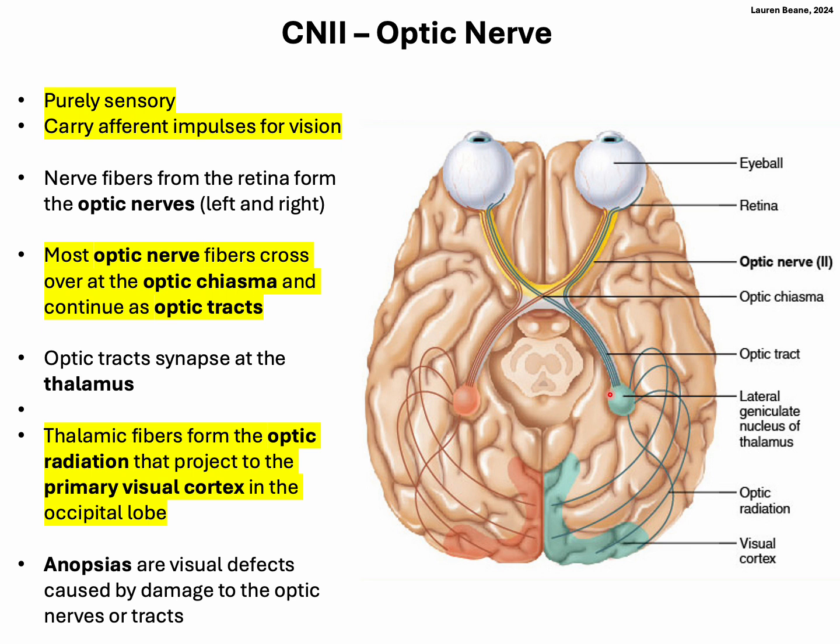Those fibers then synapse in the lateral geniculate nucleus of the thalamus. Thalamic neurons from there form the optic radiation, right? Those fibers literally radiate out and project to the primary visual cortex within the occipital lobe. And that's the area that's going to receive the information, then link to the association areas for interpretation.